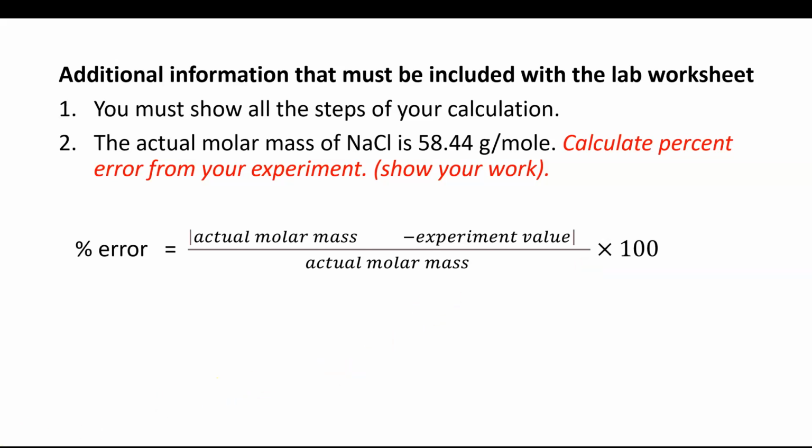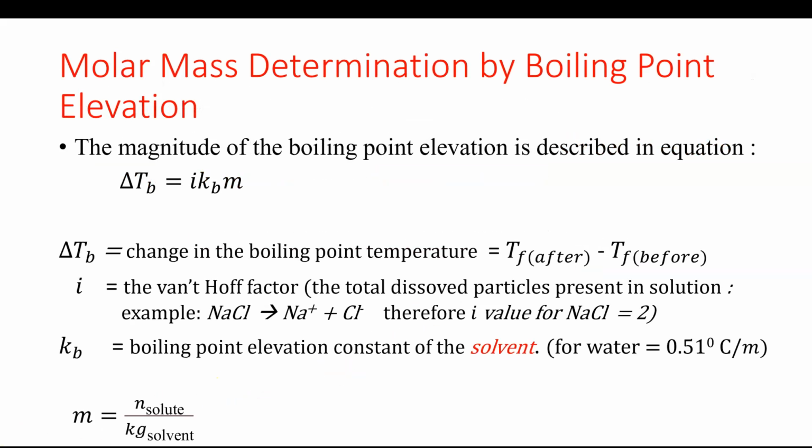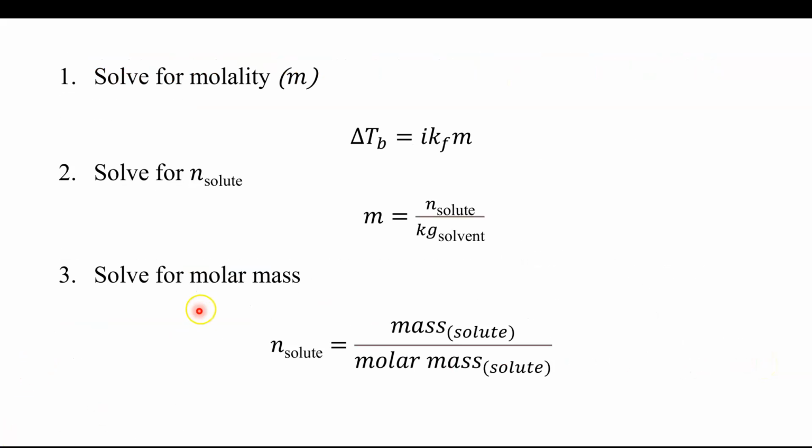The next thing is you will follow the same process when you work on the experiment called molar mass determination by boiling point elevation. The equation is very similar. The difference is that instead of using the freezing point, we use the change in the boiling point temperature. Instead of using Kf, we use Kb, the boiling point elevation constant, which for water is 0.51 degrees Celsius per molal. Everything is pretty much the same, with the same technique. You solve for the molar mass of your sodium chloride.